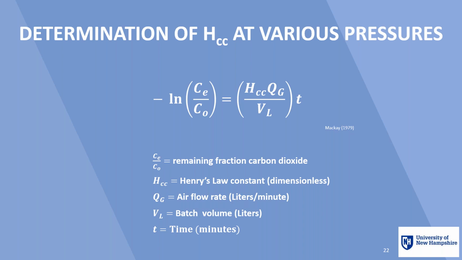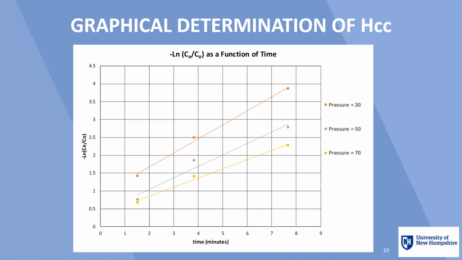The slope of the resulting line is a value representing, as you can see, Henry's Law constant times the gas flow rate over the volume of the batch, so that at each pressure, a value for this Henry's Law constant can be calculated. This graph shows that process I just described.